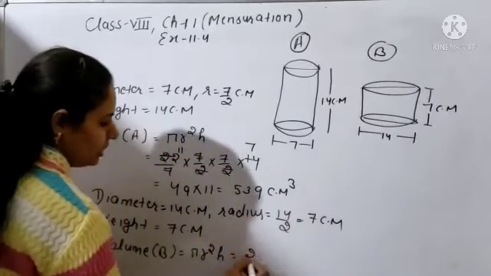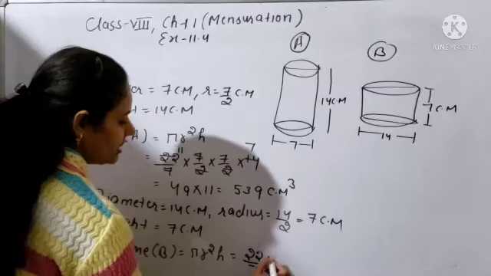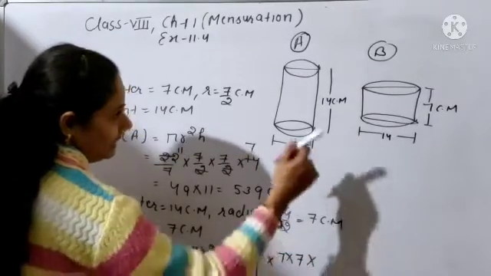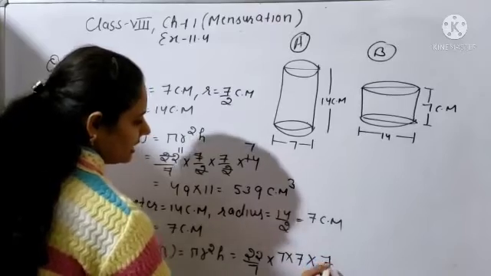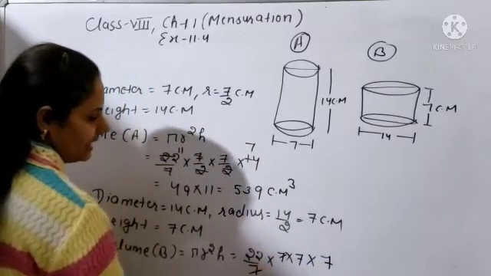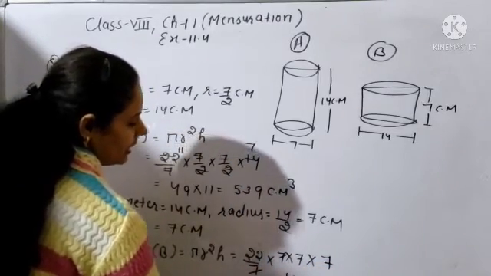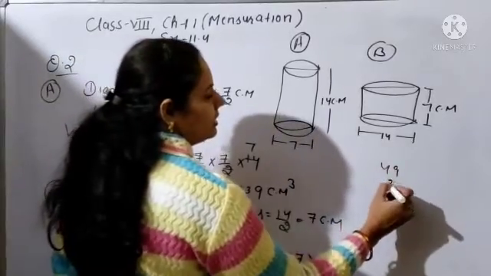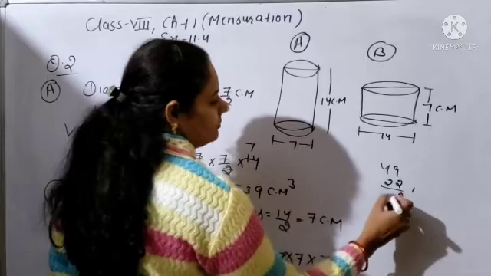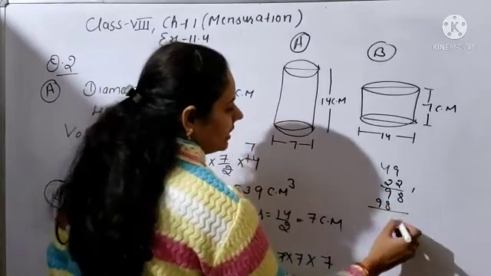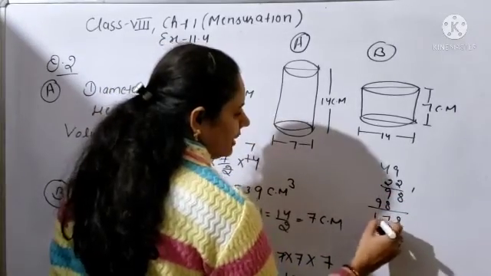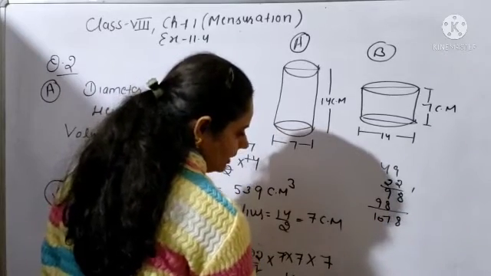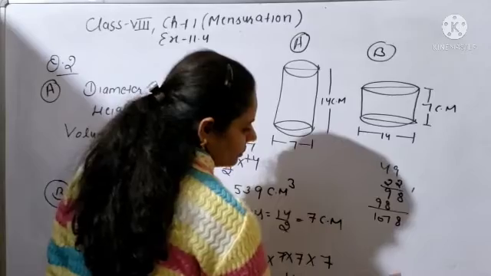Now put the value: 22 by 7 r square. So r is 7, so 7 into 7 into h. And what is the height? This is 7 centimeter again, so you will put it as it is. 7 and 7 cancel. 7 7s are 49 into 22. Now multiply that, 49 and 22. So 8 and 9, 1078, and this is centimeter cube, okay.